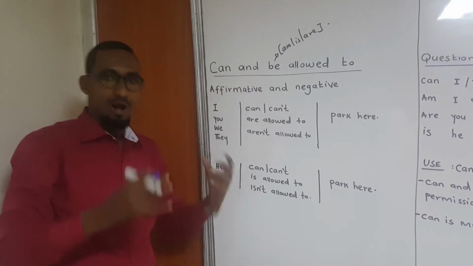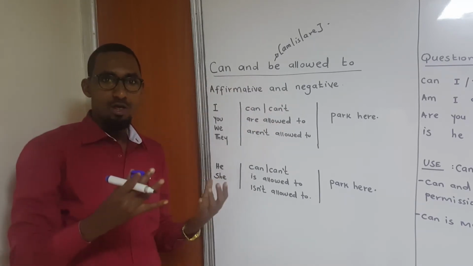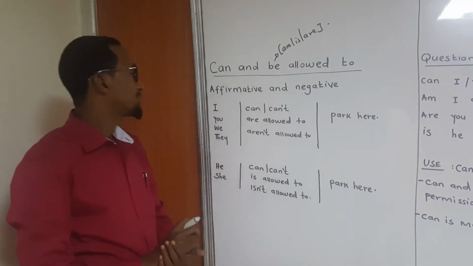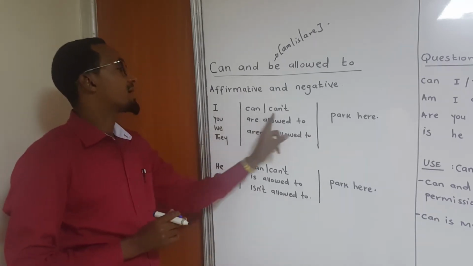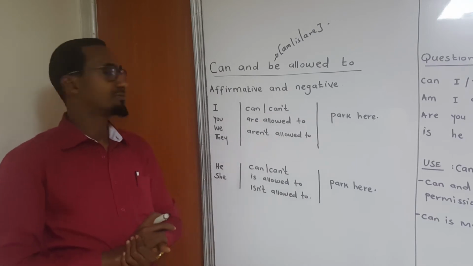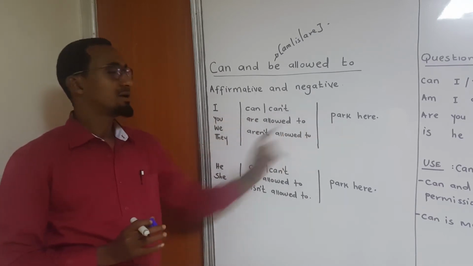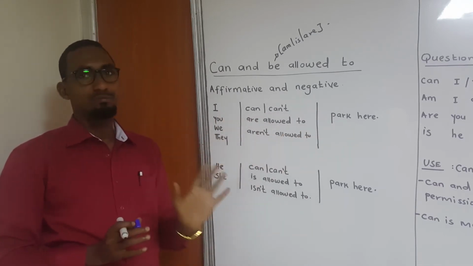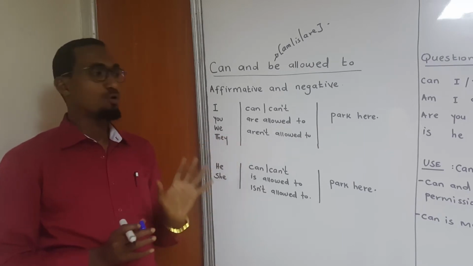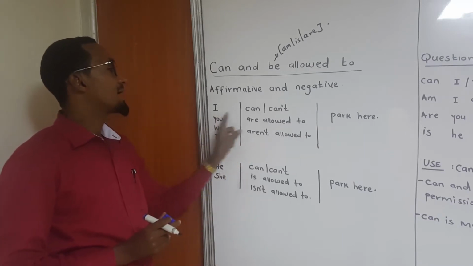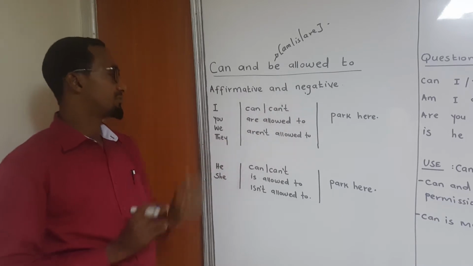When you want to park your car, you can say, I can park here, or, I can't park here. That is the negative. I can park here. I can't park here. That is the negative.